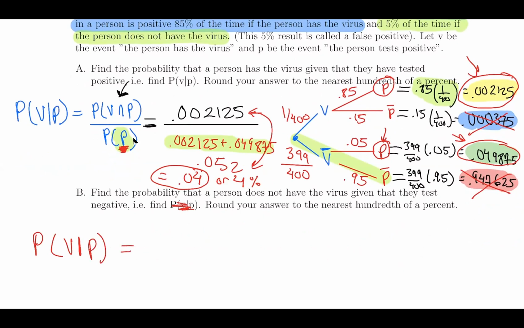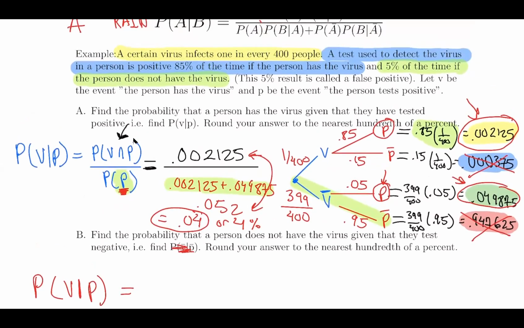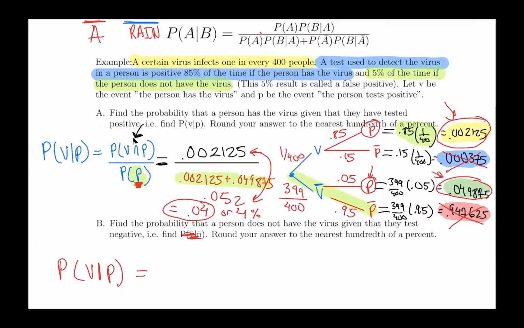In this scenario, we're going to go ahead and use the formula. So we're going to use this formula on top. We're going to say probability of V. Then we're going to multiply this by the probability of P given V, or sorry, given B.